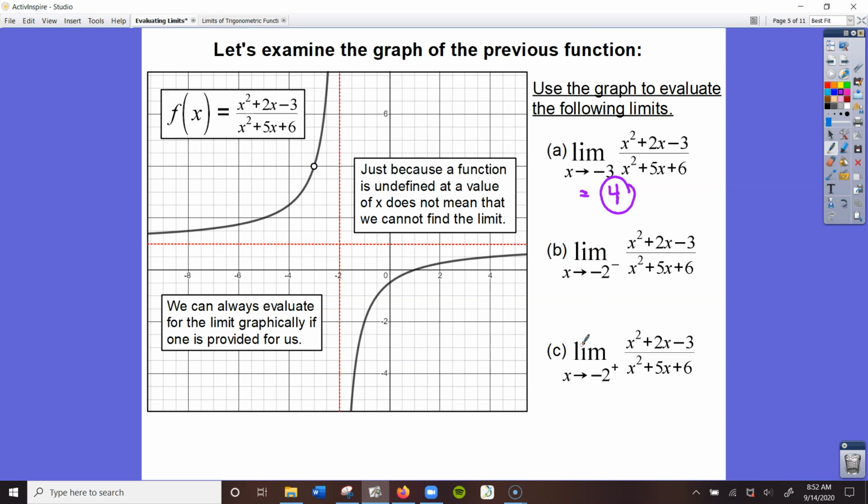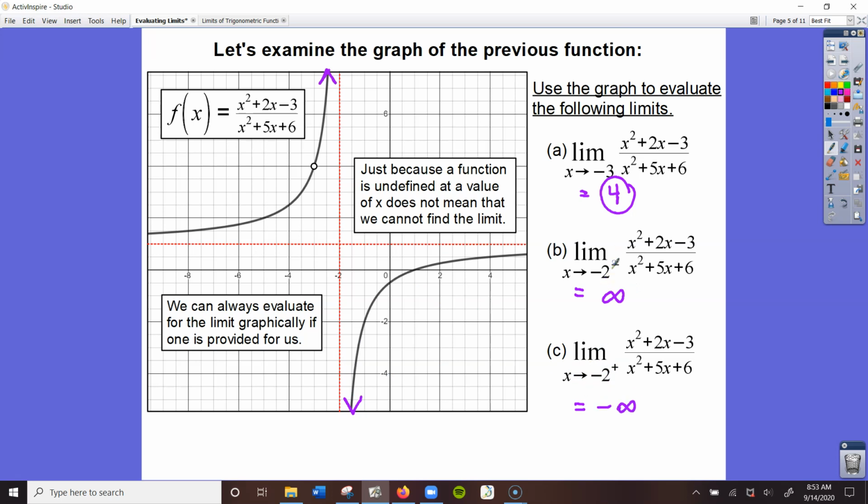Now for when x is approaching negative 2, when we plugged it in, we had gotten undefined as well. But if we look at the graph, and if we were to find both the left and the right side limits, we can actually use the graph to find those limits. Now at x is equal to negative 2, we have a vertical asymptote. So if I were to find the limit as x is approaching negative 2 from the left, I see that it is going up, and therefore this limit would equal infinity. If I were looking at the limit as x is approaching negative 2 from the right, I see it's going down, so this limit is negative infinity.